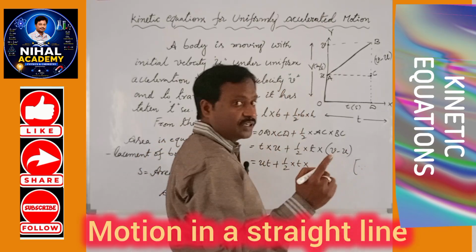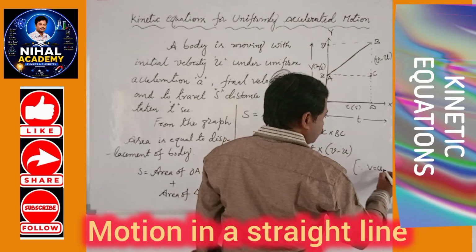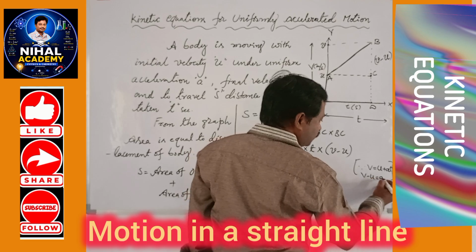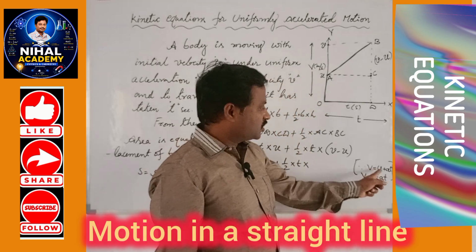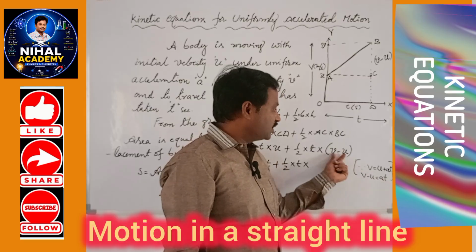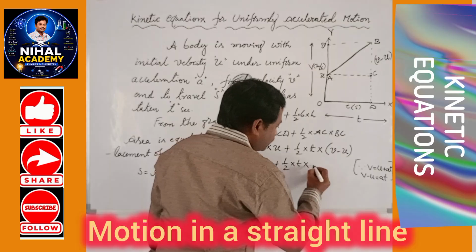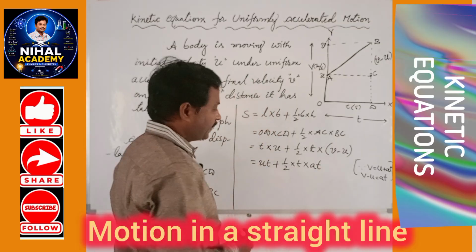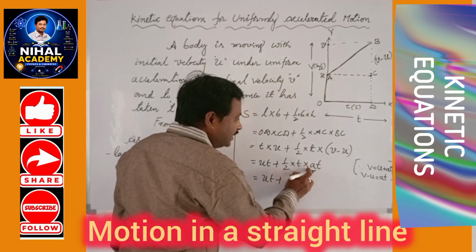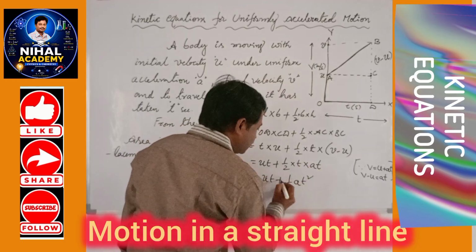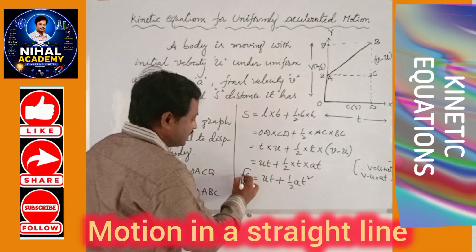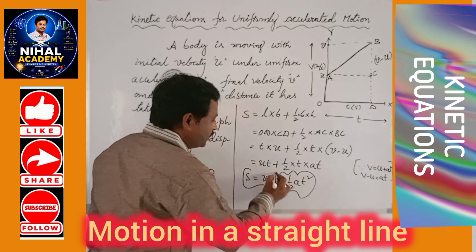Now we know the first equation: v is equal to u plus at. So from this, v minus u is equal to at. From the first equation of motion, we can write v minus u is equal to at. Now v minus u we can replace with at. Now ut plus half t into at is equal to half at square. So this is equal to the displacement of the body. So s is equal to ut plus half at square.